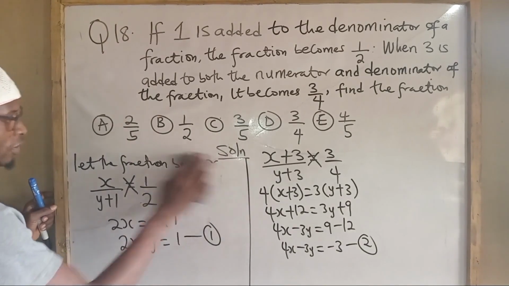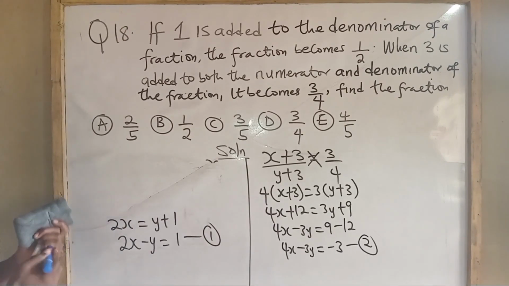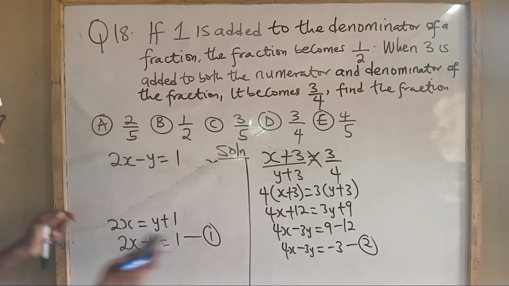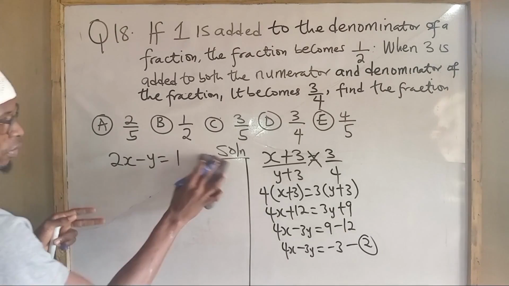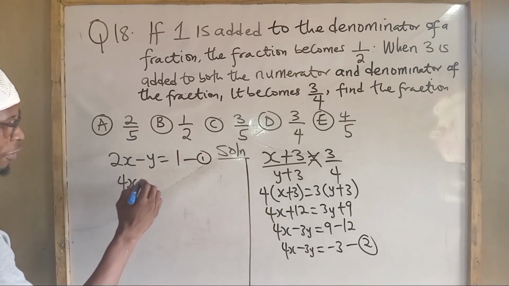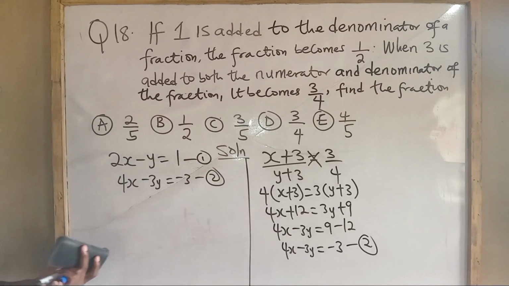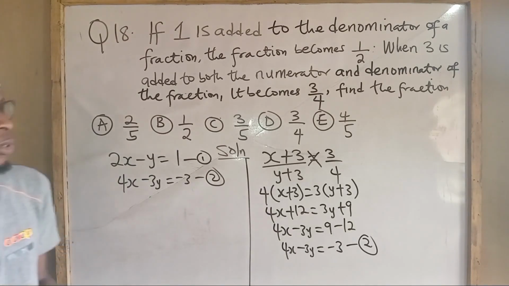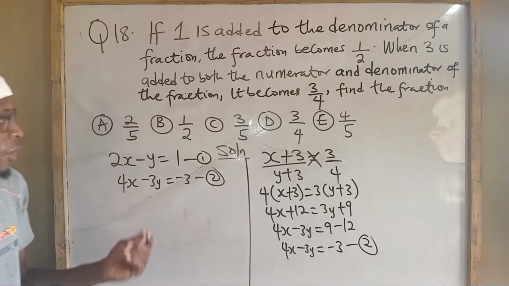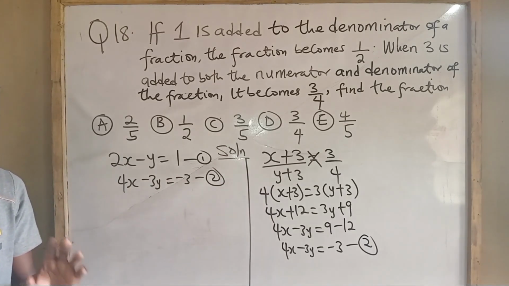So simultaneously, let me bring out this equation 1 up here. We have it as 2x minus y is equal to 1. Okay, so this is our equation 1 and our equation 2 falls below. 4x minus 3y is equal to minus 3. That's equation 2. So the best way for you to solve this, because it's an objective question, you are meant to be fast with your time. Okay, so the best way for us to analyze this is to use the elimination method in simultaneous equations.